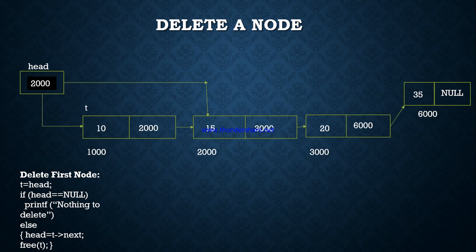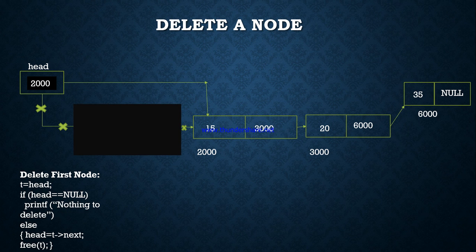We will use malloc and calloc to allocate memory locations, and the free function to delete a memory location. So free T, that means this link will be destroyed and this node will be deleted. In this way we can delete the first node from a linked list. Similarly, we can delete the last node. How to delete the last node?